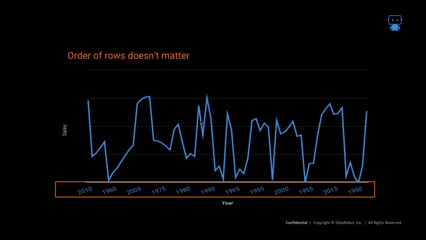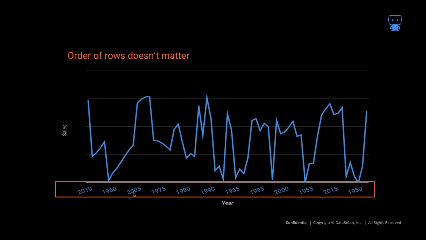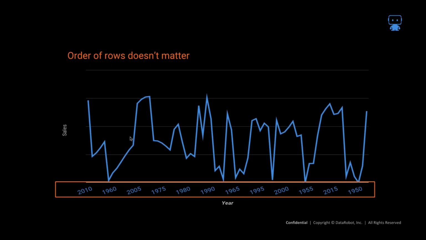Now look at this plot. This is again sales data against year, across different years. If you notice, we have 2010 here, 1960 here, 2005 here. So there is no order in the years. In classic machine learning techniques like classification and regression, the order of rows doesn't matter.